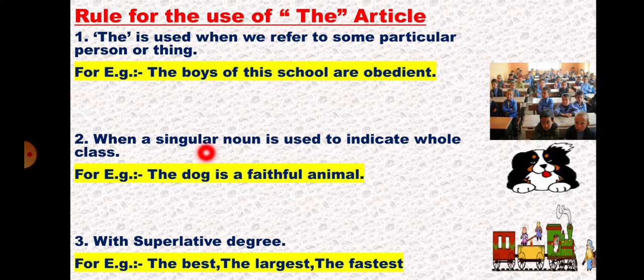Second, when a singular noun is used to indicate a whole class. Okay, when a singular noun like dog, the dog is a faithful animal. So here we are using a singular noun which represents a whole class. So for that also we are using the article the. The dog is a faithful animal. Third, with the superlative degree. For example, the best, the largest, the fastest.